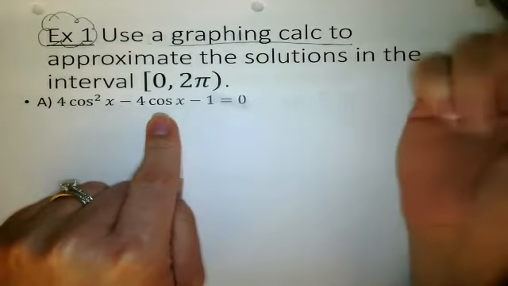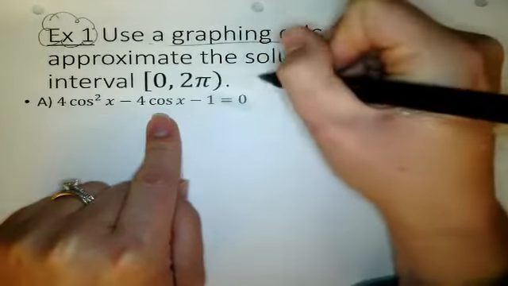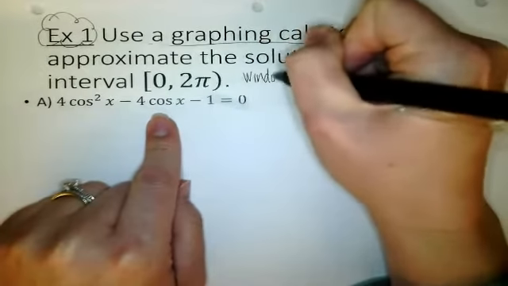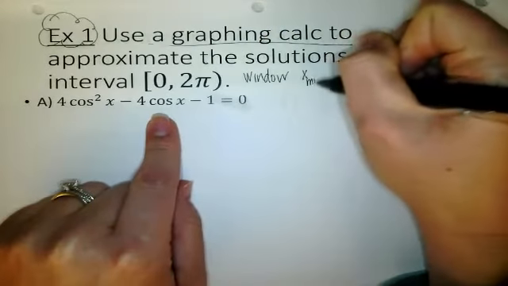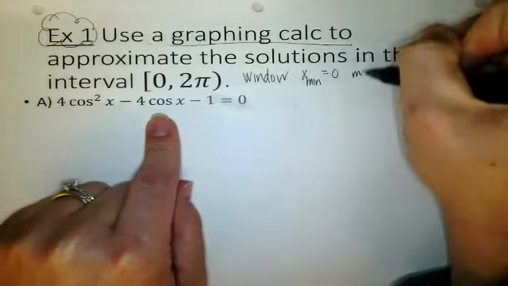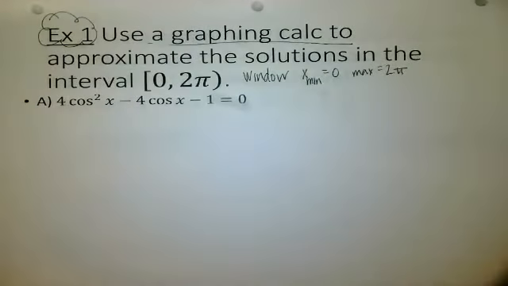We only want to look in this window from 0 to 2 pi. So that's actually going to be useful for us. On our calculator window, we want the x-min to be 0 and the max to be 2 pi. And that'll just limit how much we have to look at and how many answers we have to find.